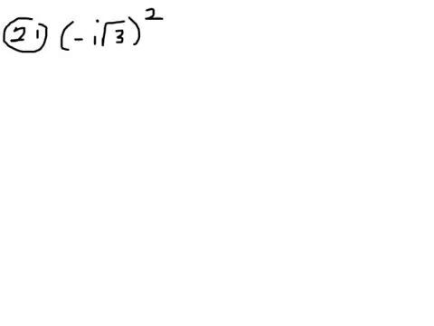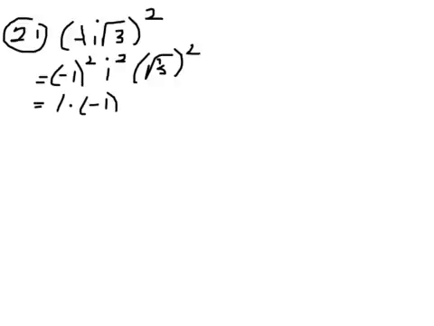On 21, you have to remember that if you've got the square on the outside of the bracket, you have to square everything in the bracket. So the square root of negative 1 squared, I'm just going to do it that way. And then you've got i squared. Then you've got the square root of 3 squared. Well, negative 1 squared is just 1. i squared is negative 1. And the square root of 3 squared is just 3. So 1 times negative 1 is negative 1, times 3 is negative 3.